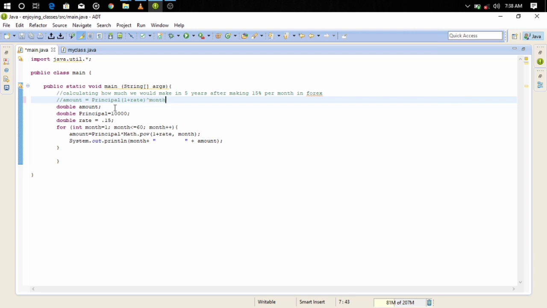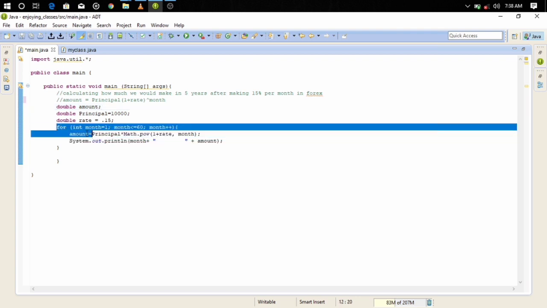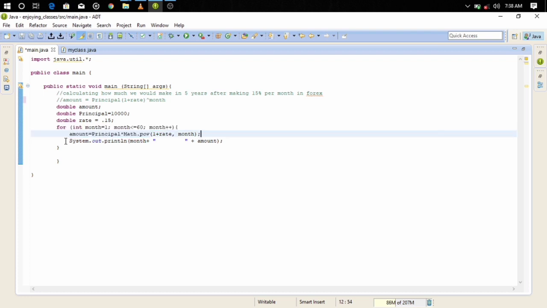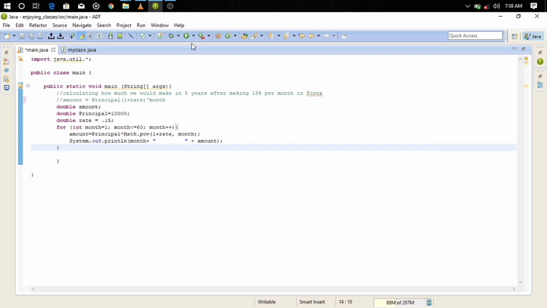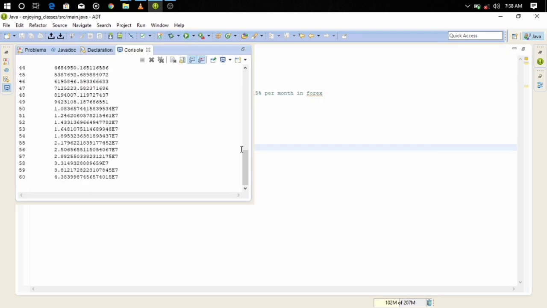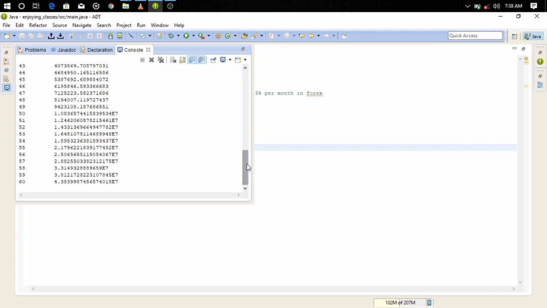Okay, so now what we did here was that we declared amount, principal, and rate as doubles, and then we included our formula over here. This was our formula, and then what the system is going to do is print out the month and the amount made. So let's quickly run this program, and there we have it. Let's scroll up a little bit.